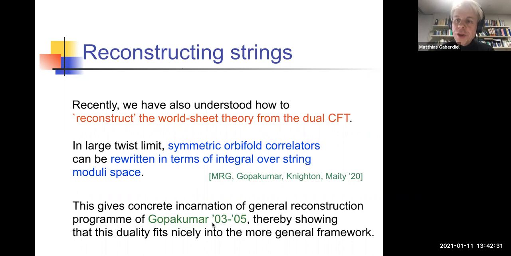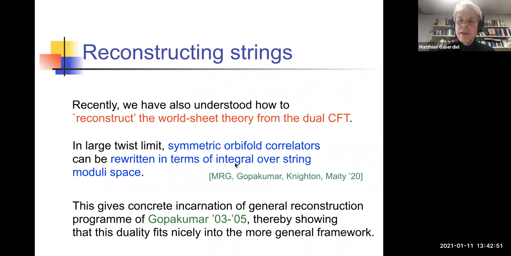And what we've recently seen is that you can actually make this program work very nicely for the symmetric orbifold correlators and rewrite them in terms of an integral over string moduli space, and thereby recover the integrand as being the integrand of the world sheet theory that is dual to this weakly coupled CFT.